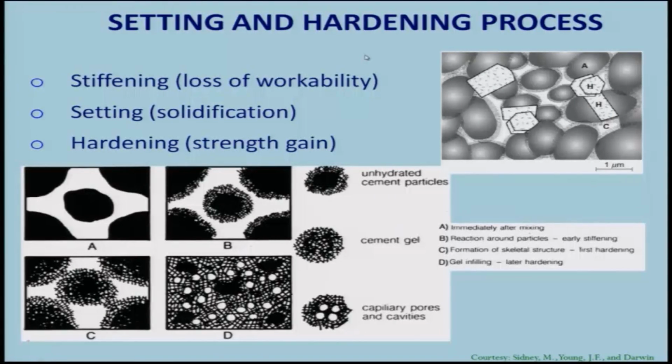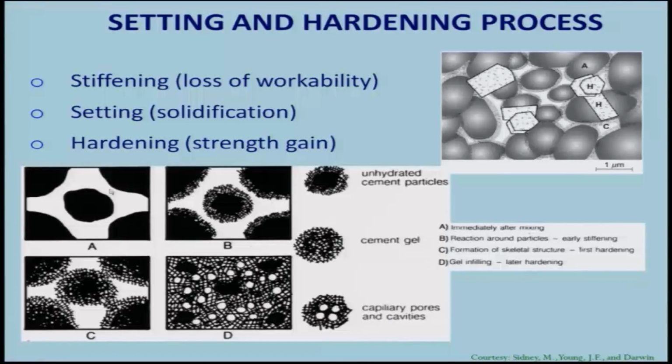Now moving on to the next level to understand setting and hardening, the system basically undergoes 3 types of changes. One is stiffening, the other one is setting, the other one is hardening. Stiffening is defined many times as loss of workability, setting is many times defined as solidification, and hardening is many times defined as gain of strength.